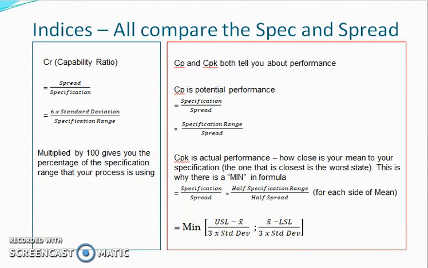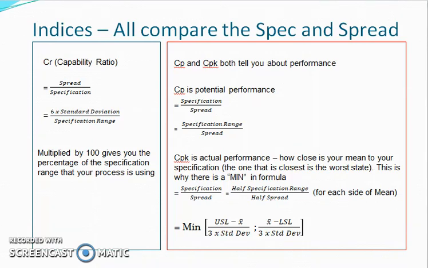And CP, just like CR, also does not take the mean of the process into consideration. So if we have a CP value of 1 or above, then we say a process is potentially capable. We don't actually know if the process is performing. So the object could possibly fit in the box, but is the object actually in the box? We don't know that unless we do CPK.